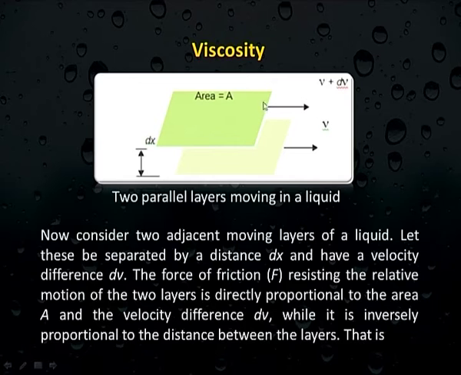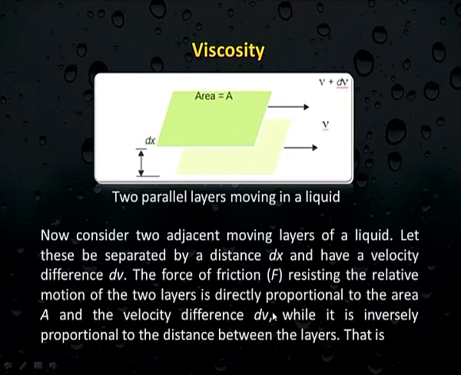This is the area of a particular layer, and this is A, and this is the distance between the two layers, dx. Now, consider two adjacent moving layers of a liquid. These layers are having a velocity difference of dv. Now, suppose this is moving with velocity v, then as we move upward, velocity will be increasing. So, this will be v plus dv.